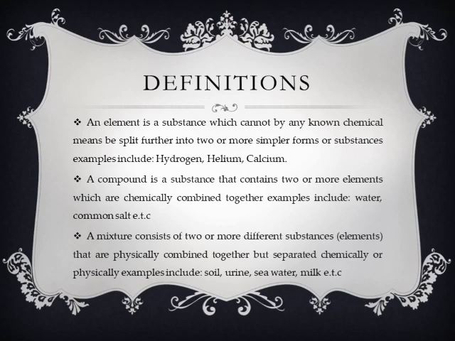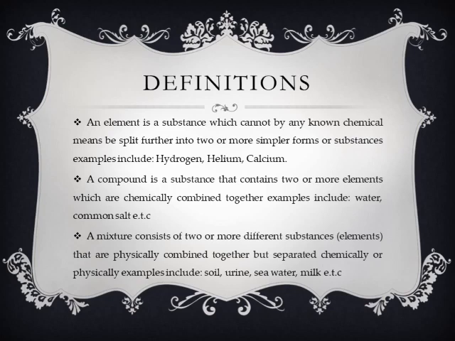Now, examples of mixtures we have include soil. Soil is a mixture of different particles. You have your urine, you have seawater, you have milk. Now, we also have two types of mixtures. We have a heterogeneous mixture and a homogeneous mixture.